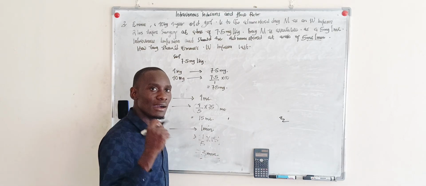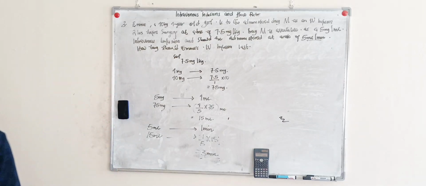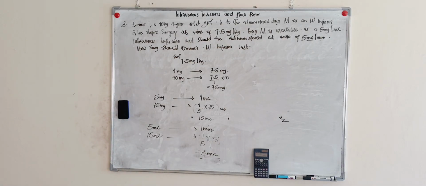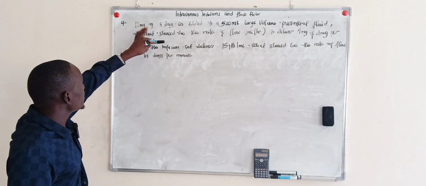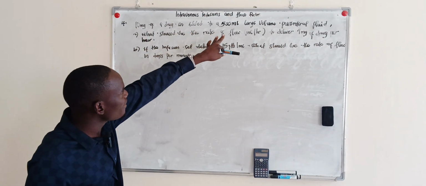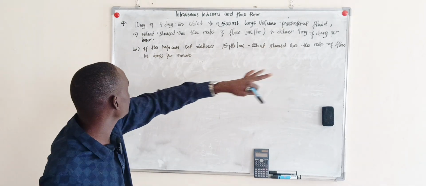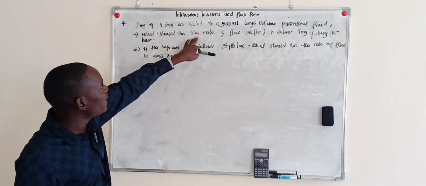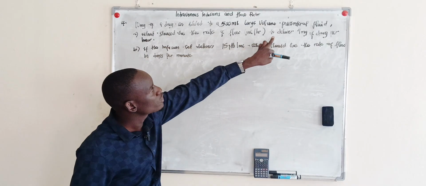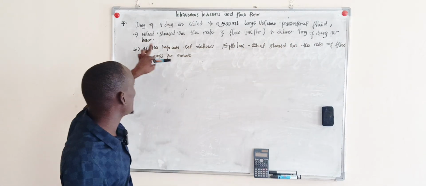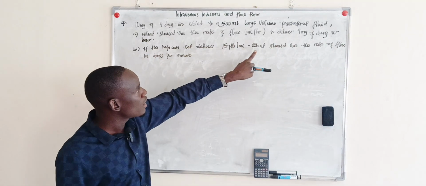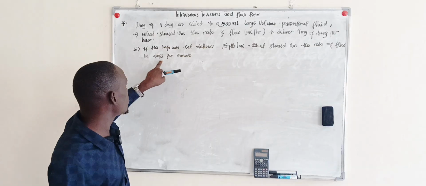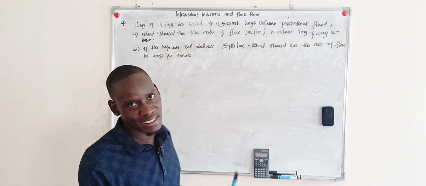Let's look at our fourth example. So, our fourth example, 10 milligrams of the drug are added to a 500 ml large volume parenteral fluid. What should be the rate of flow in ml per hour to deliver 1 milligram of the drug per hour? Part B, if the infusion set delivers 15 drops per ml, what should be the rate of flow in drops per minute? This is your assignment.